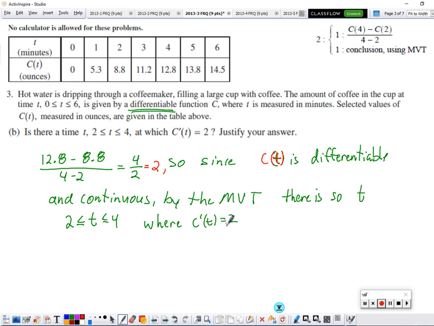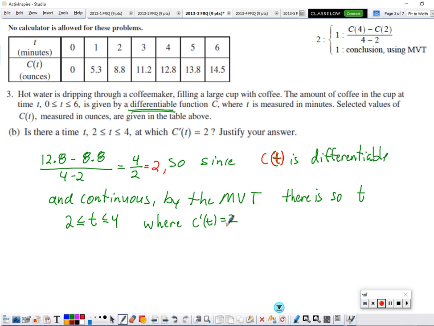So what I did is I approximated C prime of 4 by doing 5 and 3, and then I approximated C prime of 2, 3, and 1. And then I said there must be at least one value that's 2 because of the intermediate value theorem, because 1 is above 2, 1 is above 2. Interesting. I did that too.